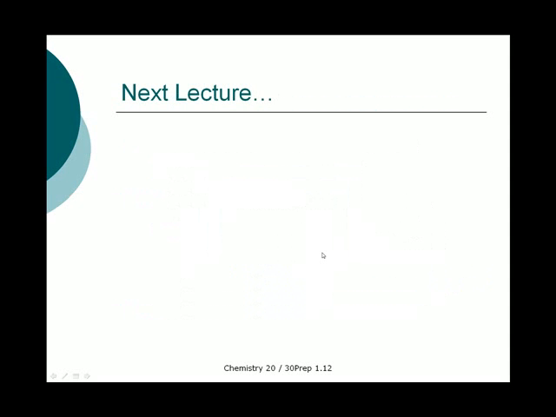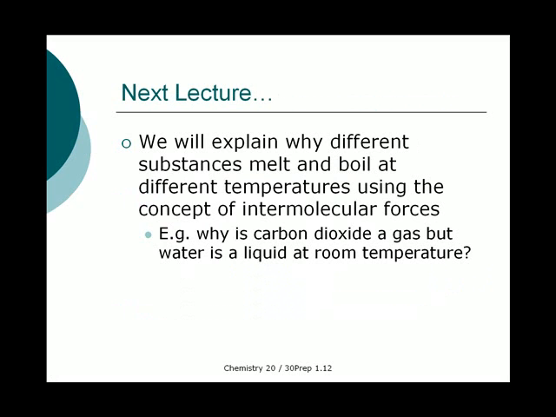For the next lecture, we will be explaining why different substances melt and boil at different temperatures using the concept of intermolecular forces. We're going to explain why something like carbon dioxide is a gas, but water is a liquid at room temperature, even though, if you look at their size, they're both about the same size. They both have 3 atoms. They both have similar molecular masses. So we'll be looking at why one's a gas at room temperature that has very little intermolecular force, and why the other, water, is a liquid at room temperature, which means it has fairly strong intermolecular forces.